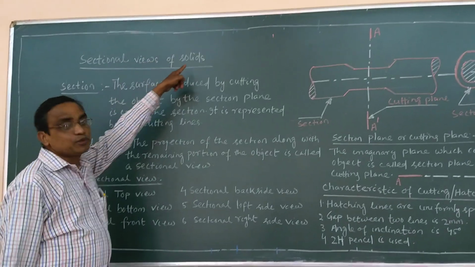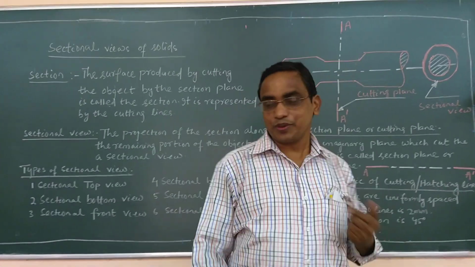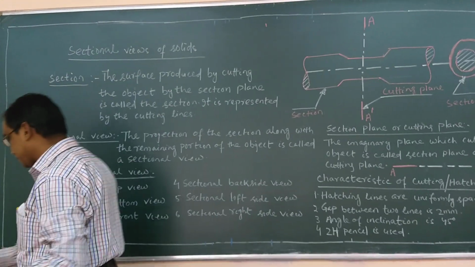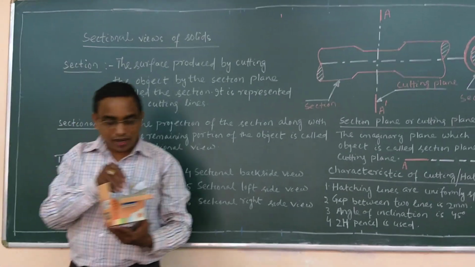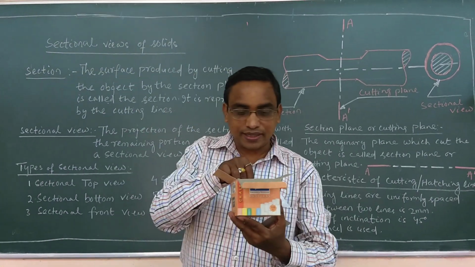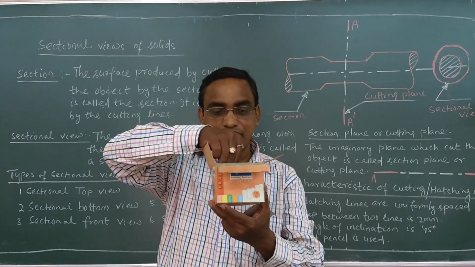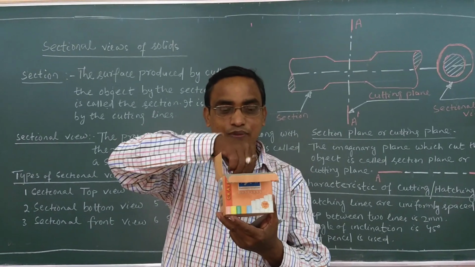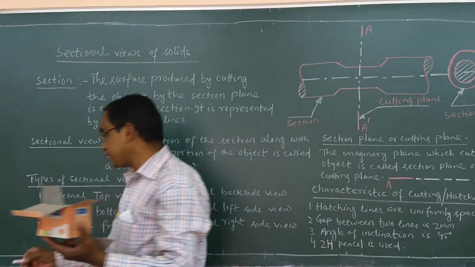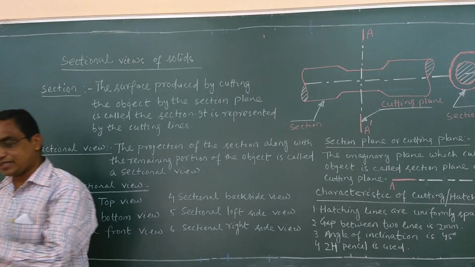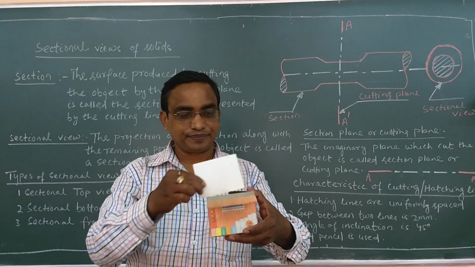Topic is sectional views of solids. Where do we use the sectional view? Just to mark, this is one object. I want to identify what is inside the object, means I want to locate what is inside. Then I use one cutting plane. This is my cutting plane, and I cut the object.